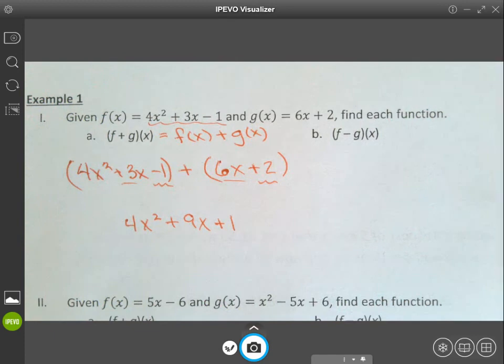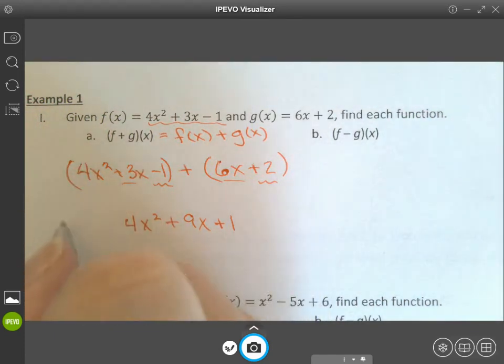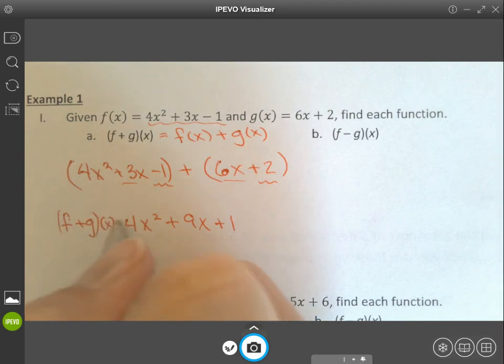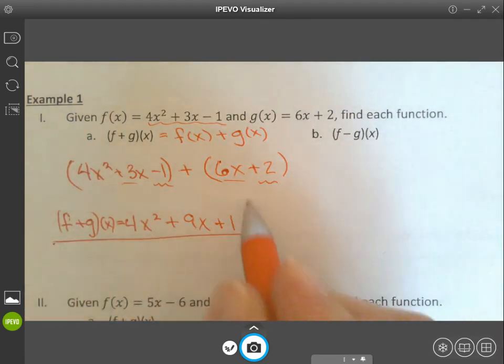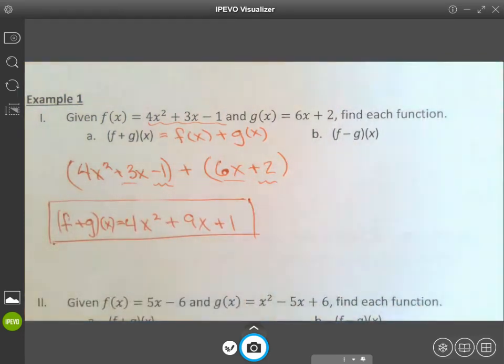But for me, if you're doing a graded worksheet or a quiz or a test, you would then say, hey, I found f plus g of x. You need to define what your answer came from. And that's always been a rule. If you get something in function notation, you give it back in function notation. Got it? And you could write it like this or like this.